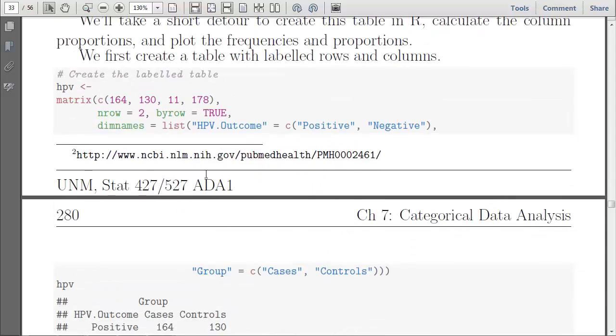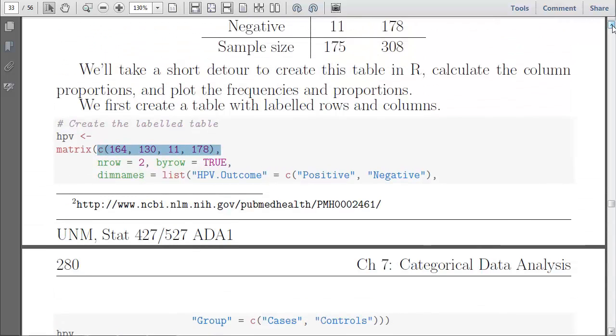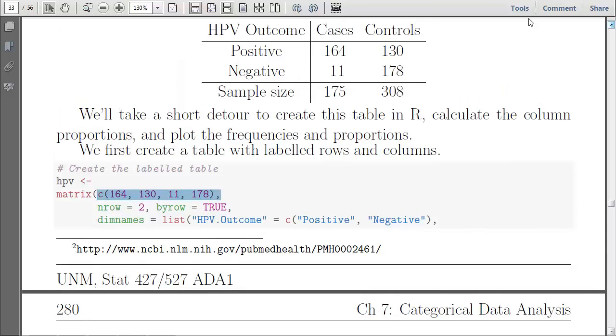So one way to make this table, and I apologize this breaks over the page, is to use the matrix function. In a matrix, you start with a list of numbers. So here's our list of numbers. I'm going to scroll up just a little bit so we can see the original data. That's the table we want to make at the top. And so our numbers, I'm just going across the rows. So 164, 130, and then the next row 11 and 178. So the body of the table is what I'm inputting.